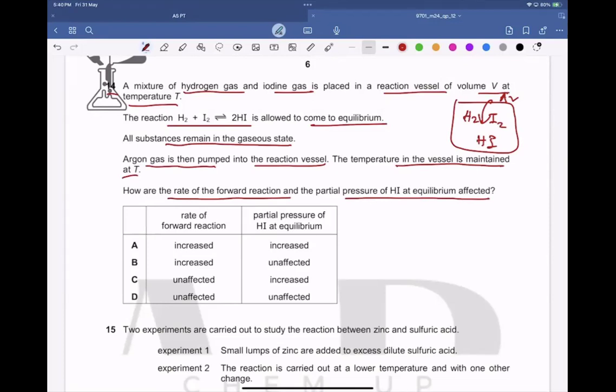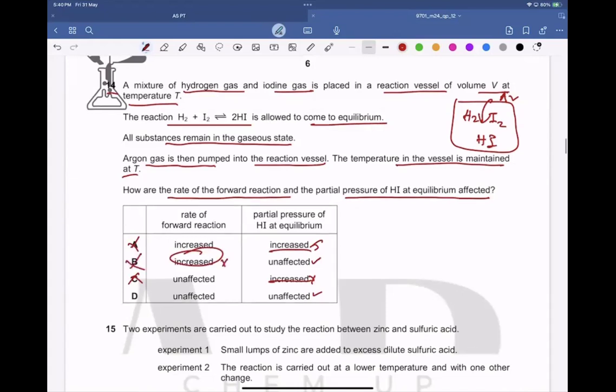So if we are adding argon, it is an inert gas, right? So it doesn't affect the partial pressure of any gas. So it means that the partial pressure stays unaffected. This and this goes wrong. So A and C are wrong. Now, what happens to the rate of forward and backward reaction? See, argon is not part of the reactants as well. So it is not going to affect the rate as well. So B goes wrong as well. And D is the correct answer in this case.